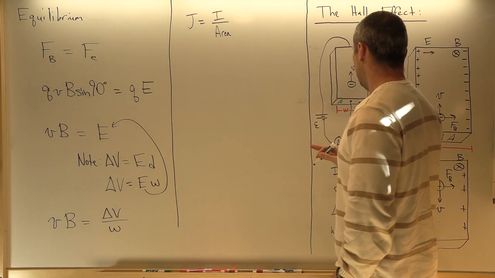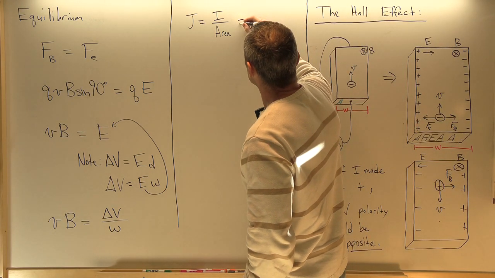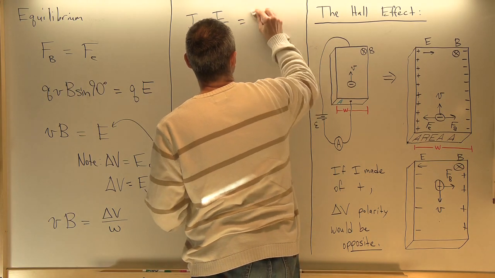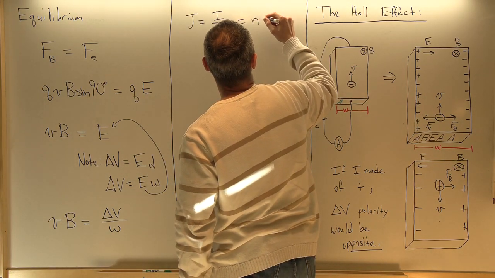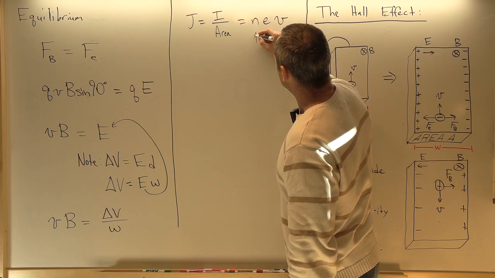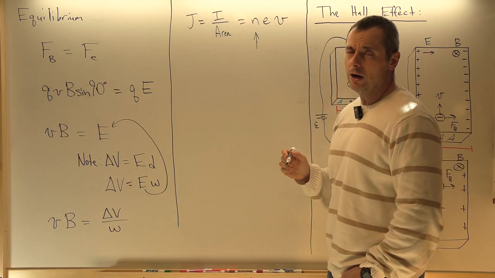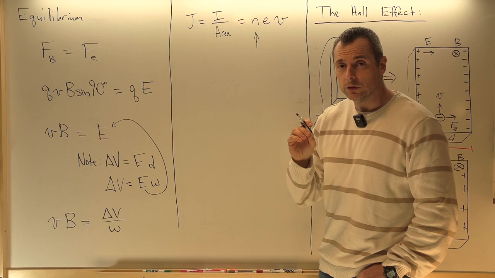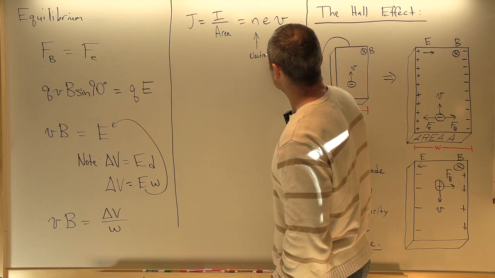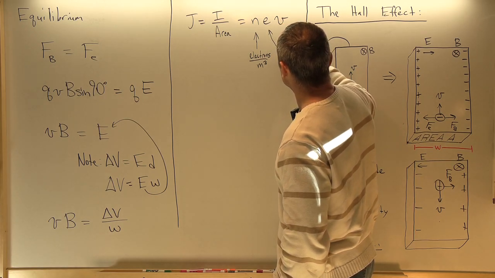I could write A, but I'll write area so that you don't confuse it with amps. So it's the current over the area, but it's also nEv. What are these terms? This is the charge concentration, or I should say the number of current carrying particles in every cubic meter of the metal. So this is the amount of electrons per meter cubed. This is, of course, the charge, 1.6 times 10 to the minus 19th.